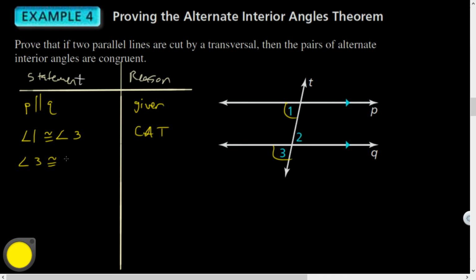All right, I'm going to say that angle 3 is congruent, you guys see where I'm going here, to angle 2. Why are these two angles congruent? Vertical angles theorem.